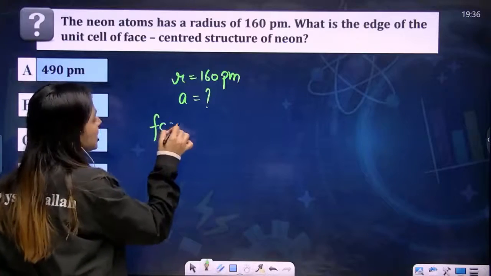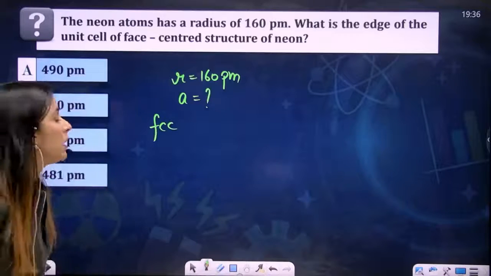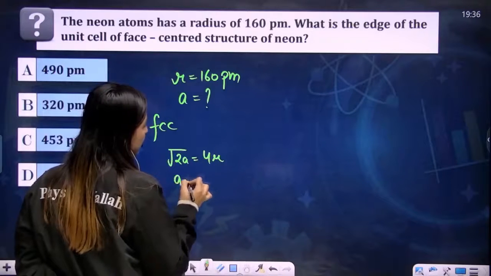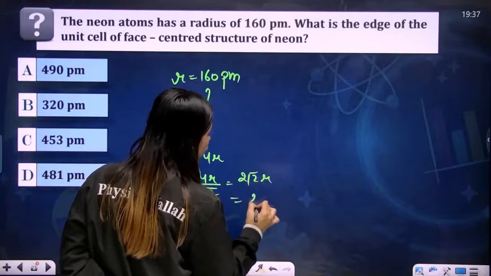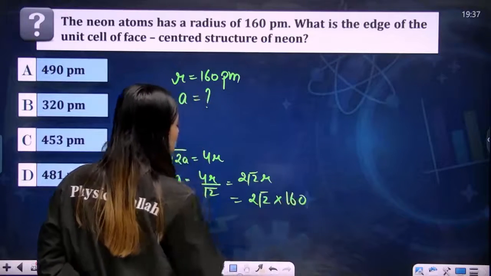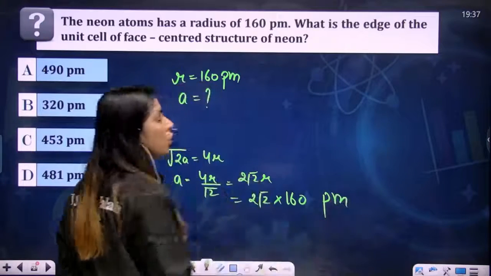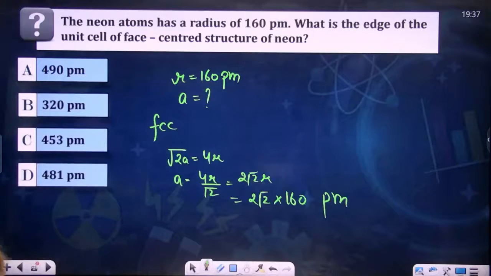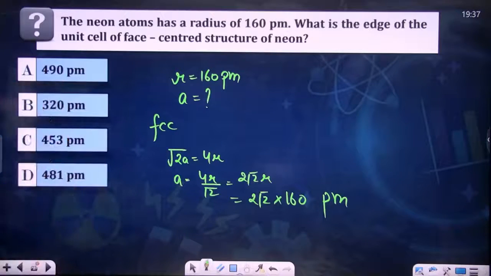And I know that in FCC, the atoms touch along the face diagonal, and if they touch along the face diagonal, then I can say that root 2 a is equal to 4r. I have to calculate a. This is 4r upon root 2, which is 2 root 2 r, which is equal to 2 root 2 into 160. So this you will solve and you will get your answer, and the answer will come out to be in picometers. So this is how we apply the information that we have studied till now. I hope you're clear with this. Perfect, my dear students. Please move forward and then we'll solve the questions.